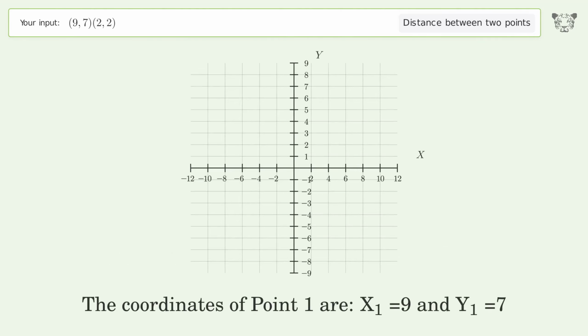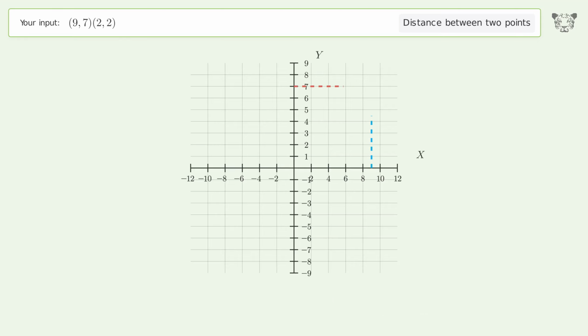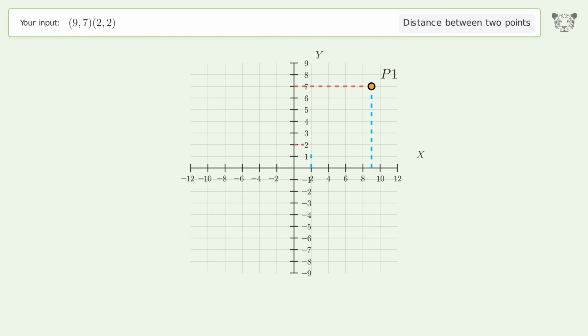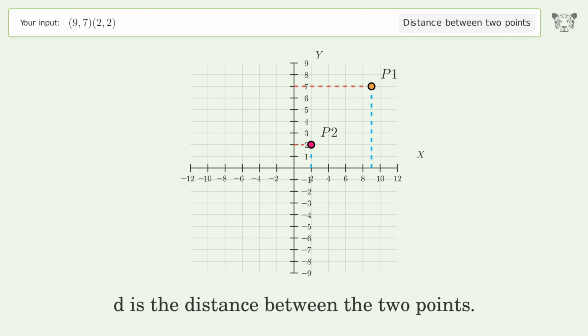The coordinates of point 1 are x1 equals 9 and y1 equals 7. The coordinates of point 2 are x2 equals 2 and y2 equals 2. D is the distance between the 2 points.